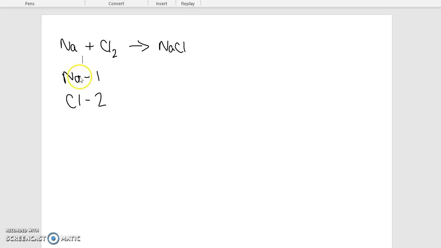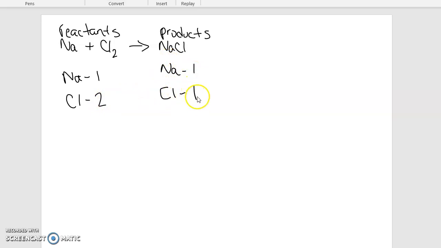Okay, so this side is called the reactants. And this side is called the products of a chemical reaction. You guys have probably figured that out by now from your videos and the book. So we see that we have 1 sodium on this side and 2 chlorine atoms on this side. And on this side we have 1 sodium and we have 1 chlorine, right? Okay, so sodium already matches up, but chlorine does not match up. So we have to make them match.